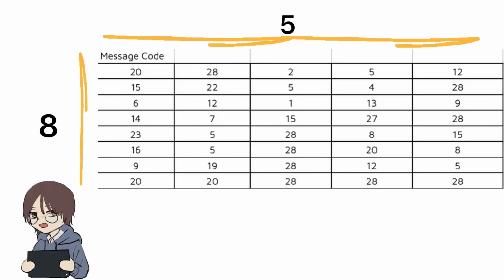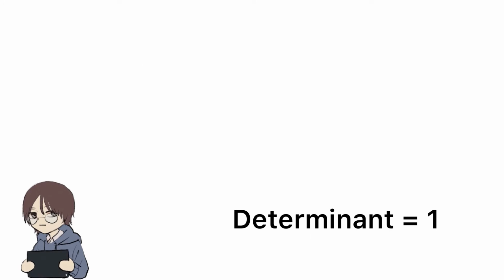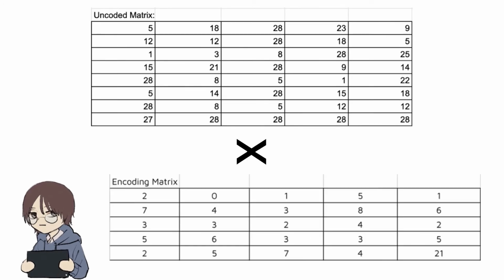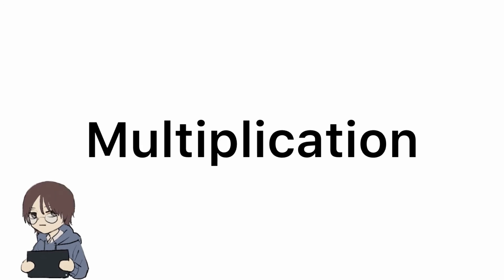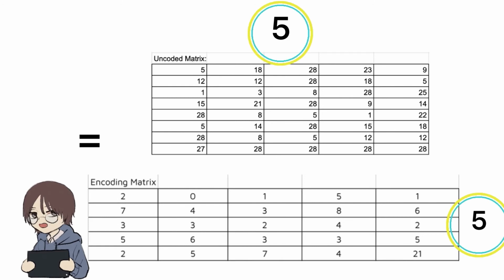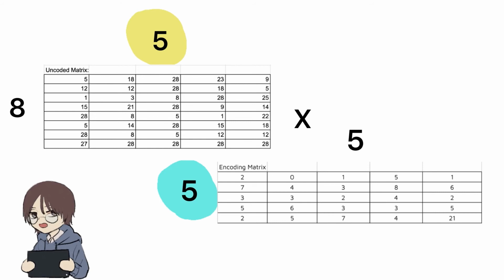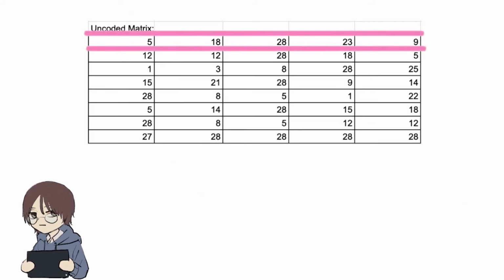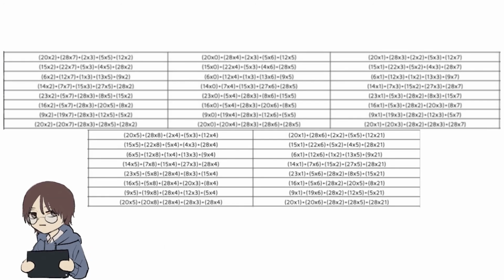In this project, the uncoded matrix is an 8 by 5 matrix. Second, we define an encoding matrix, which is a 5 by 5 matrix with a determinant of 1. Then multiply the uncoded matrix with the encoding matrix to get an encoded matrix. In order to multiply 2 matrices, we have to follow these steps. Step 1. Make sure that the number of columns in the first matrix equals the number of rows in the second matrix. In our case, we multiply the 8 by 5 matrix with a 5 by 5 matrix, so it can be done. Step 2. Multiply the elements of each row of the first matrix by the elements of each column in the second matrix. Step 3. Add the products.